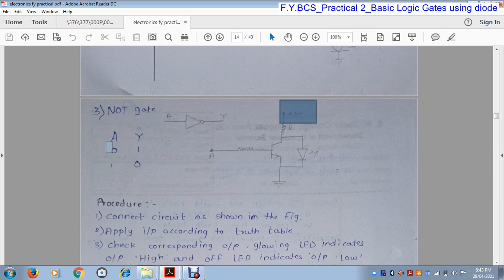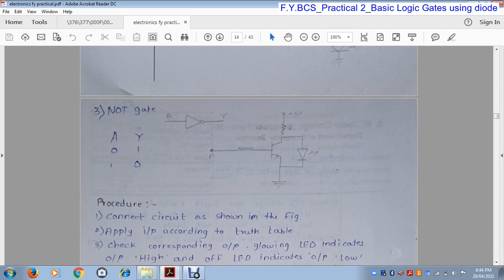Here we provide a 0 input, so the base of the transistor is 0. That means the input of the transistor is 0. So all the current provided by this 5 volt supply comes to the LED and the LED will blink. If we provide 0 voltage at this point, the transistor remains off and all the supply voltage comes to the LED, which means it generates one output.